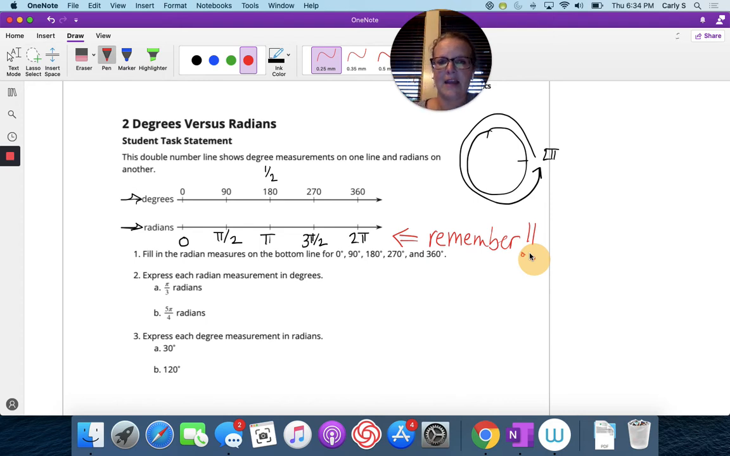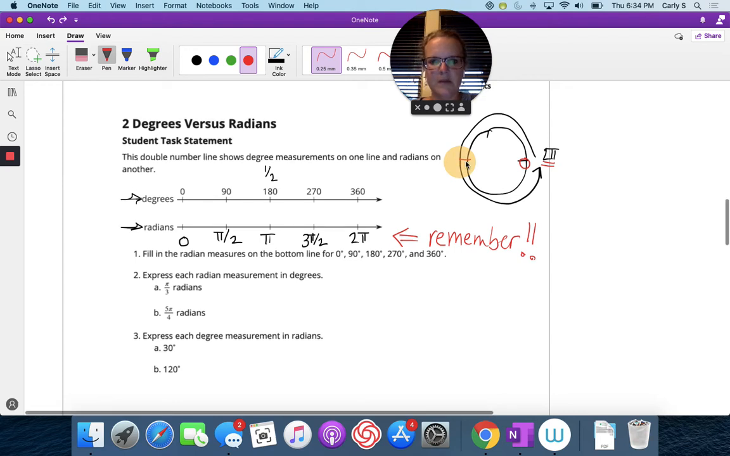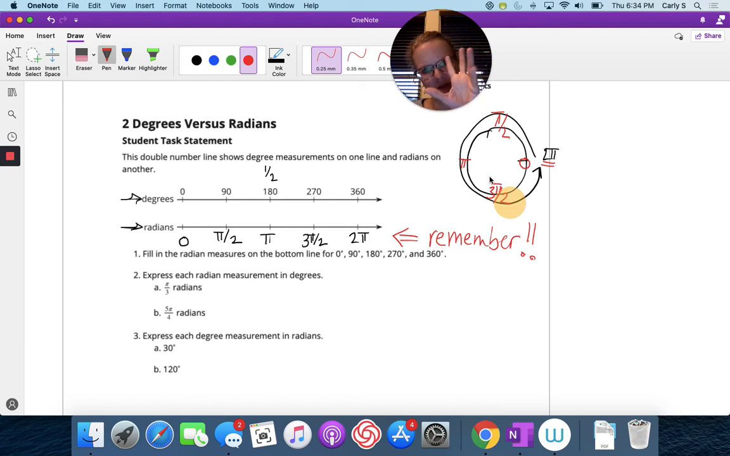Okay, the unit circle. This would be 0. We come back, we have 2 pi. Over here we have pi, pi over 2, and 3 pi over 2. Those are the 5 measurements that are really important to memorize. All right, so let's look at number 2.